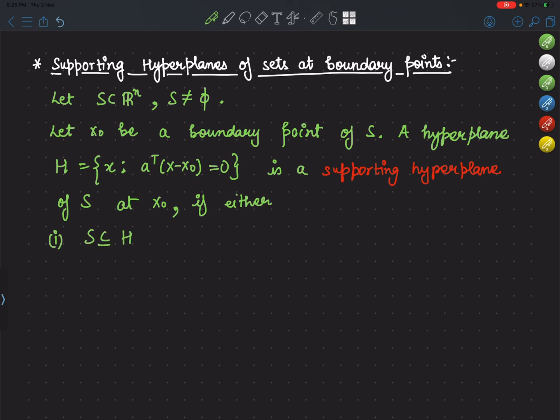S is a subset of the positive half space of H, that is, A transpose (X minus X naught) is greater than or equal to 0 for all X belonging to S, or S is a subset of the negative half space of H, that is, A transpose (X minus X naught) is less than or equal to 0.